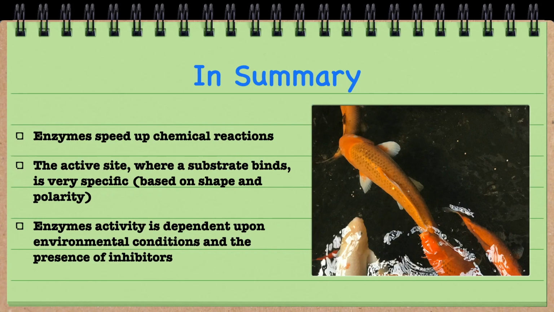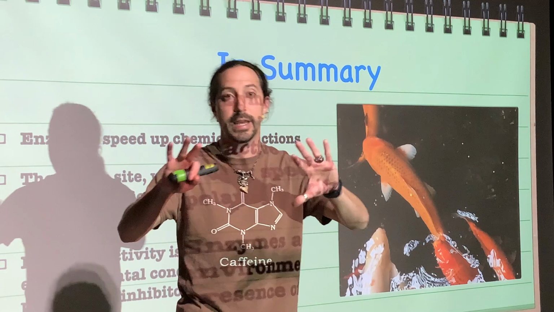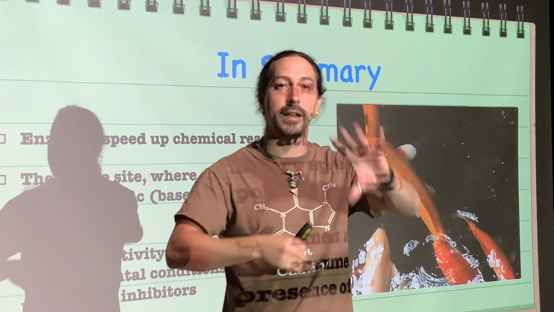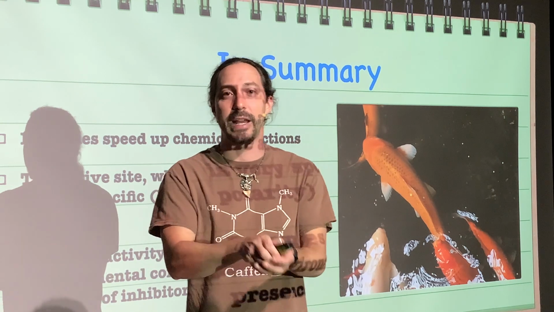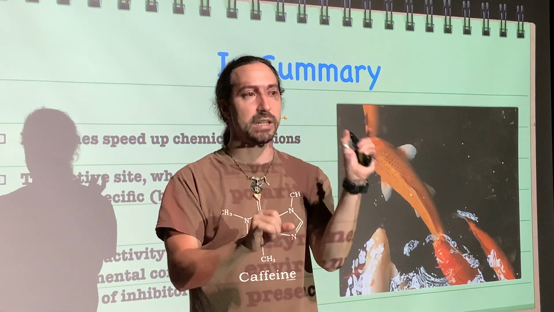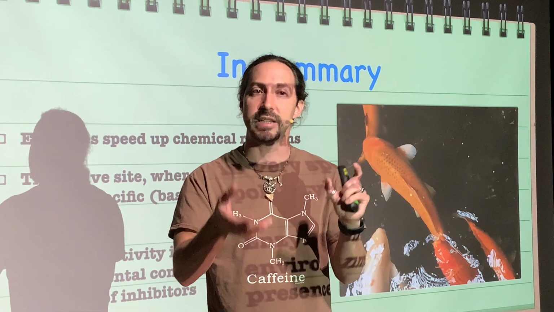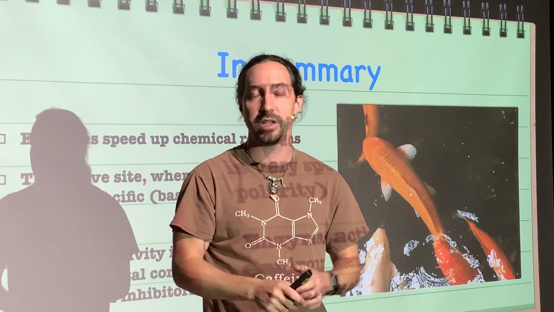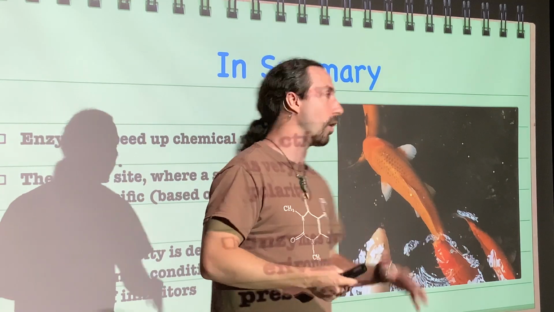So in summary of all that, enzymes, what do they do? Well, they speed up chemical reactions. That's their job. How do they do it? Well, they stabilize the transition between reactant and product. And because they stabilize that transition, they lower the activation energy. That is how an enzyme works.